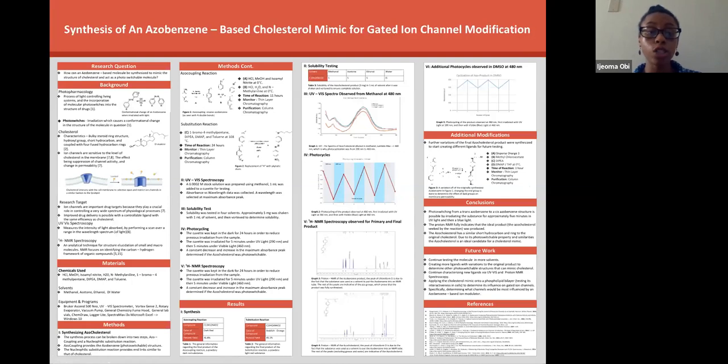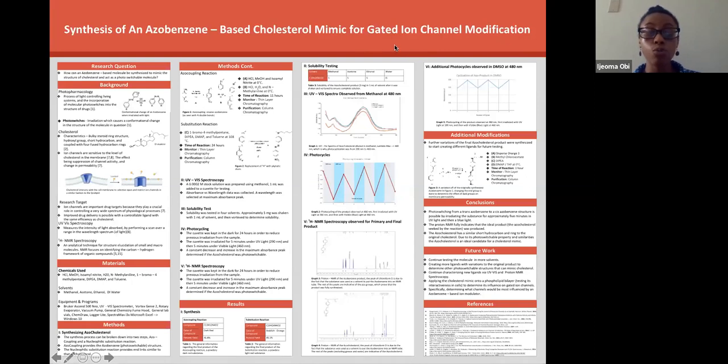So photopharmacology is the process by which light is able to change the conformational shape of living systems and therefore change their functionality. And these molecules are what we refer to as photo switches in terms of organic chemistry.